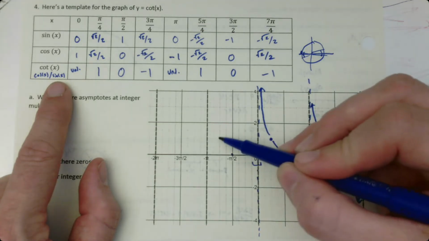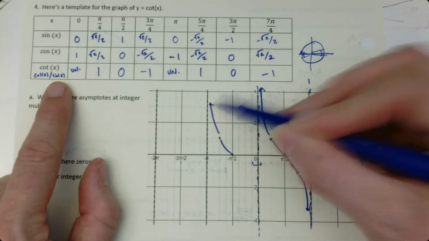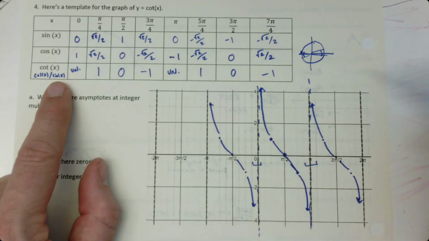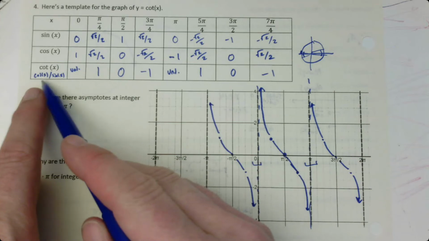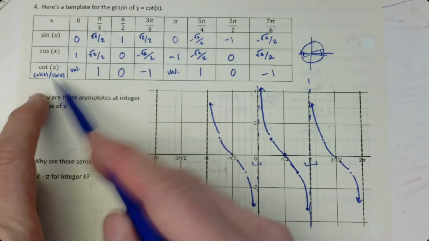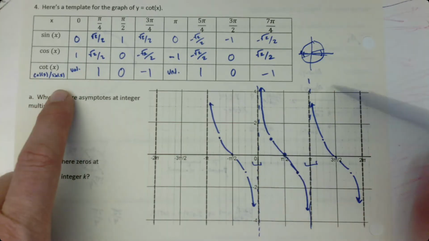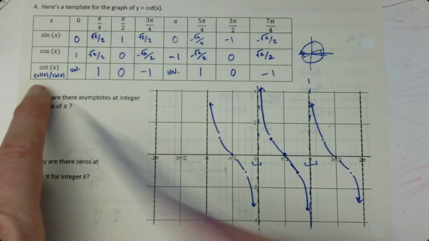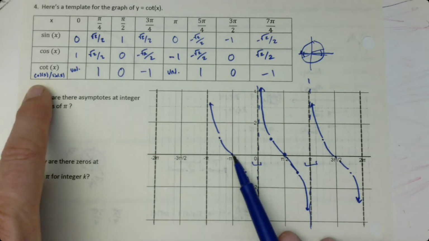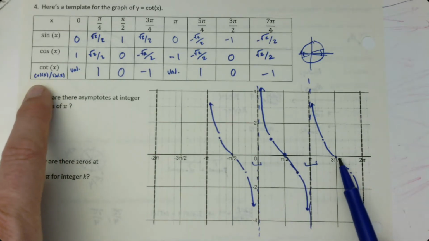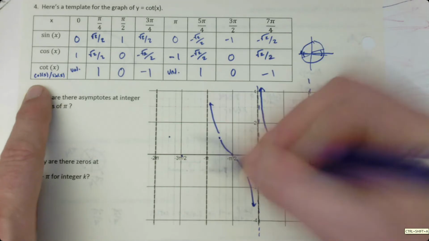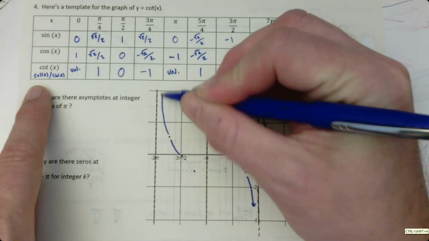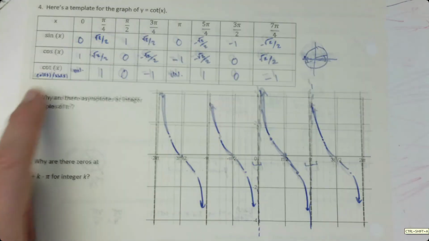So that's the short version for how you can reconstruct the shape of cotangent for yourself. You think, okay, cotangent is cosine over sine. Think, where is sine equal to 0? And that's what gives you your asymptotes. And then think, where is cosine equal to 0? And that gives you your zeros. And then you can think about some of the values on either side, and that's what lets you fill in the middle parts. Here, let's just get the rest of this going. Here we go, like that, and then like that. Lovely.